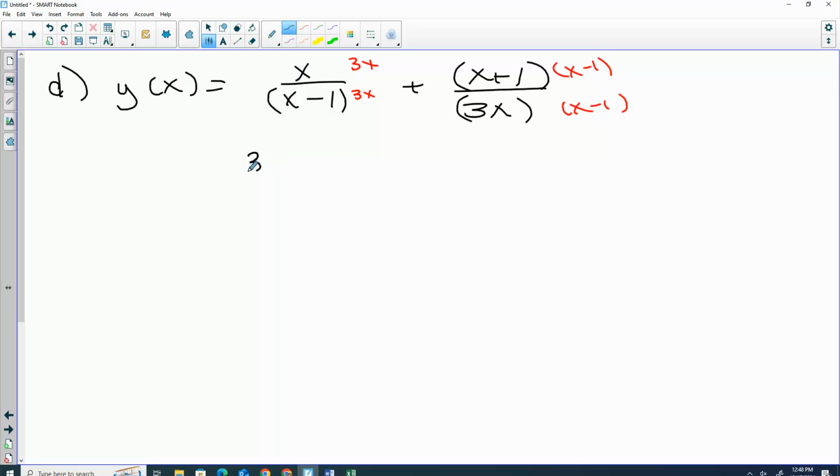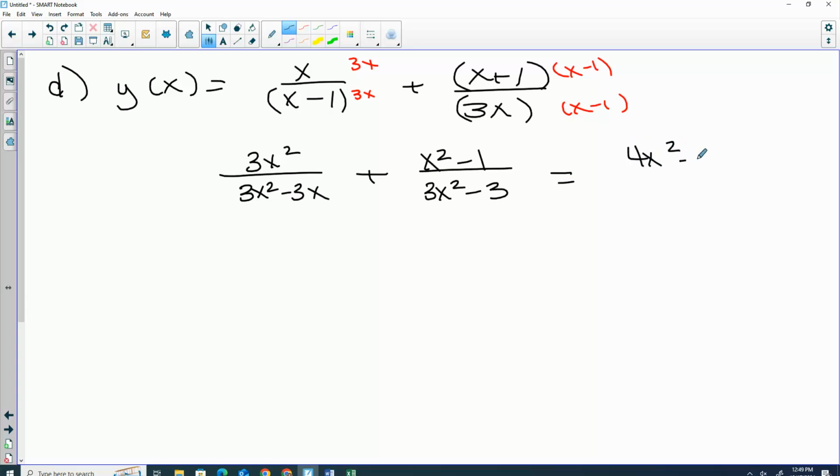Okay, so we get 3x squared. I'm going to go ahead and multiply out the denominator. Not that you have to, but otherwise we'll end up doing a product rule within our quotient rule, which is probably not real nice. So that gives me 4x squared, my goodness, minus 1. Start multiplying. Over 3x squared minus 3x. And then you can do quotient rule.